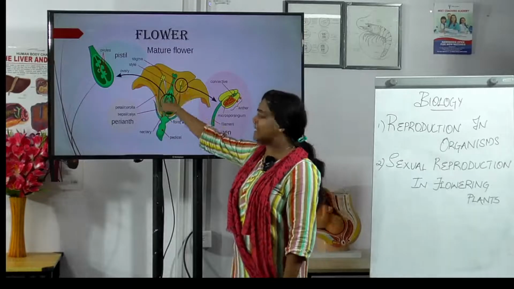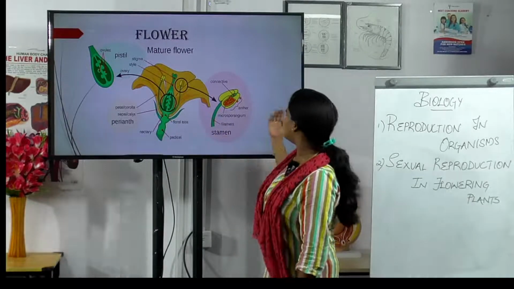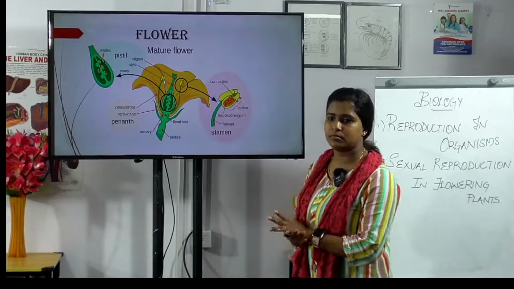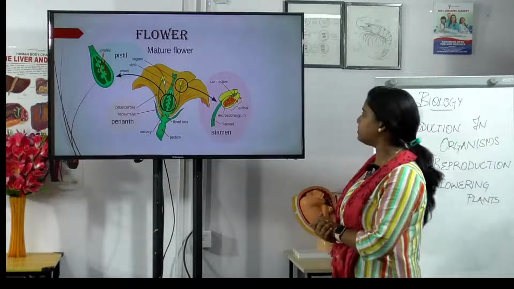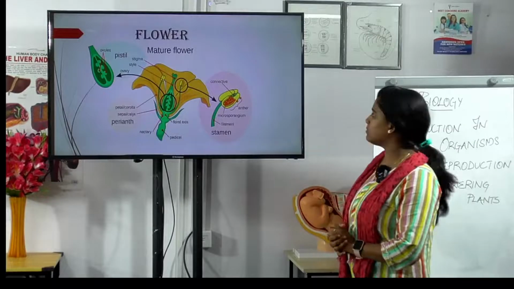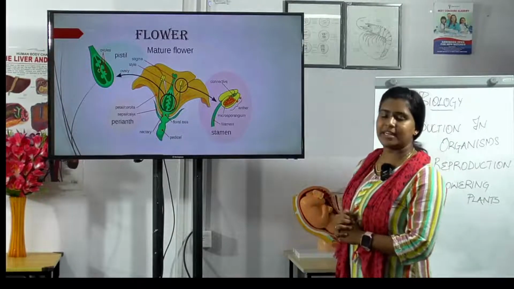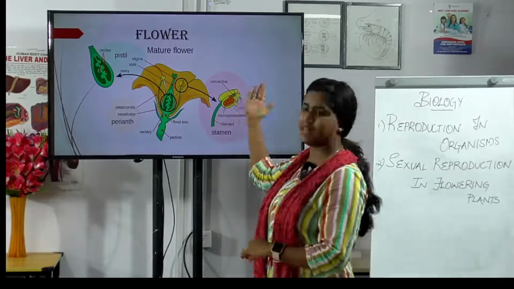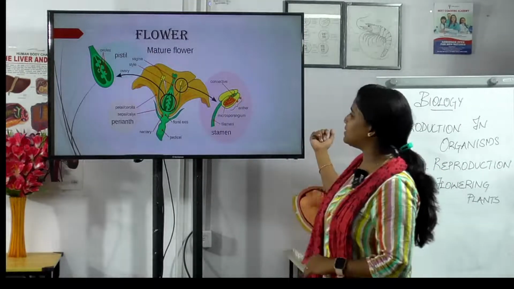And which is androecium and which is gynoecium? Okay, gynoecium is divided into what? What are the parts in gynoecium? 3 parts. Stigma, style and ovary. And where is this here? Stamen. Anther and filament. Yes.